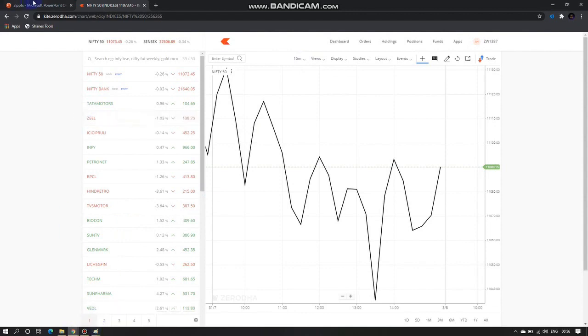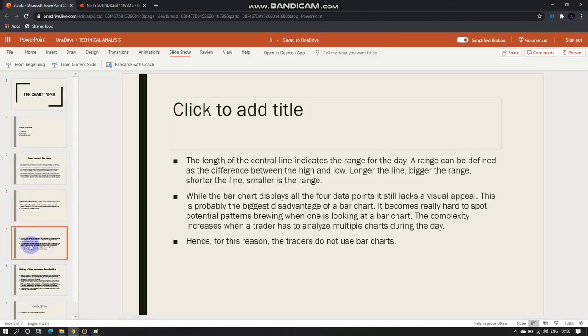So let's get back to the presentation. The length of the central line indicates the range for the day. A range can be defined as the difference between the high and low. The longer the line, the bigger the range. The shorter the line, the smaller the range. It's talking about the bar.